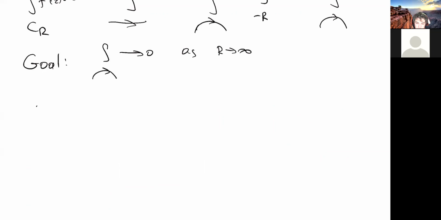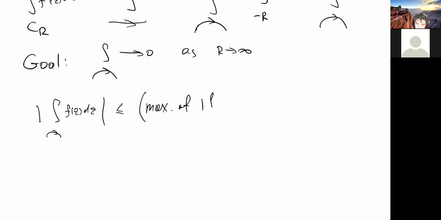So how do we estimate? Well, we estimate as always. The integral of f(z) dz is less than or equal to the max of the absolute value of f times the length of this path. The length of this path is 2 pi r. So we need a decent estimate for the maximum of f. Okay, so what's f of z? f of z is this.